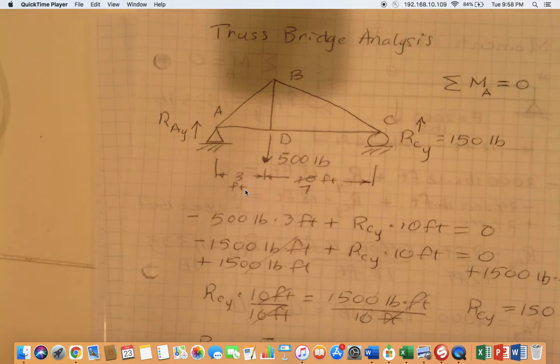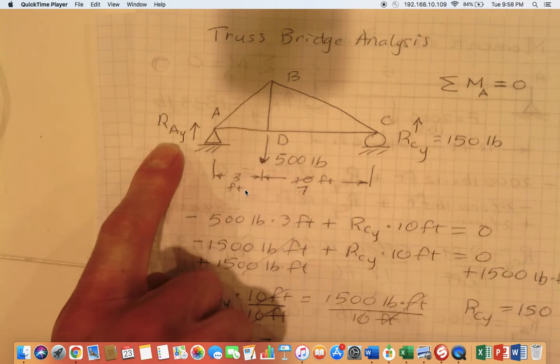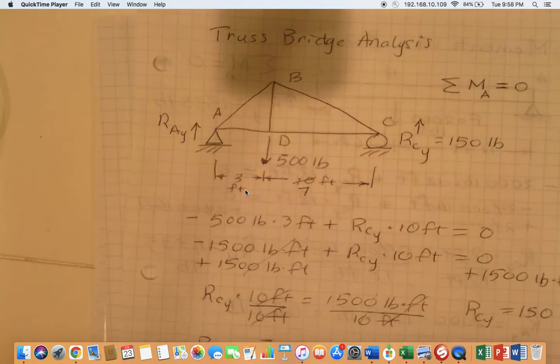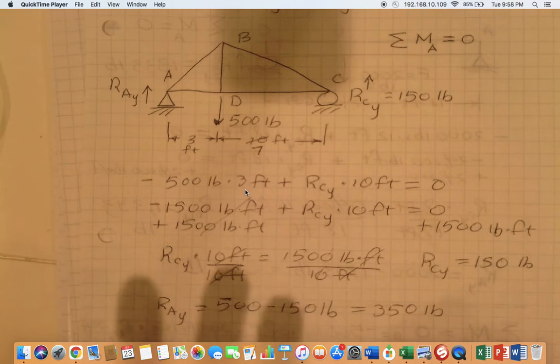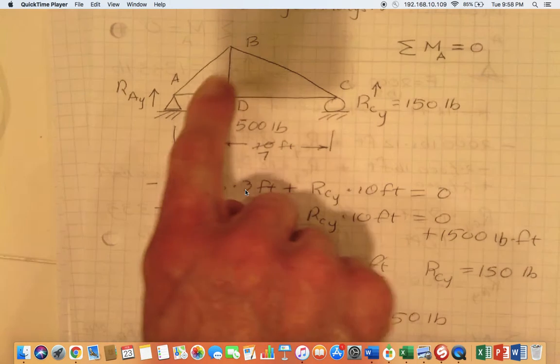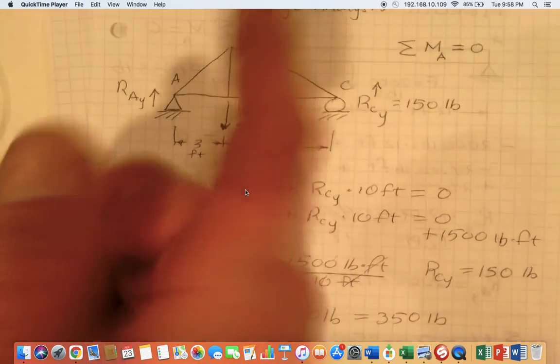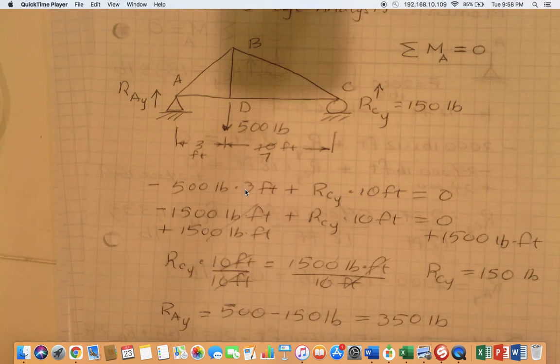We then summed the forces in the y direction, and we found that the reactionary force at point A in the y direction was 350 pounds. So this is where we've left off, knowing these two reactionary forces. But now, to actually design this bridge, we would have to find the forces in a member such as AB and such as a member like AD. So let's do that now.